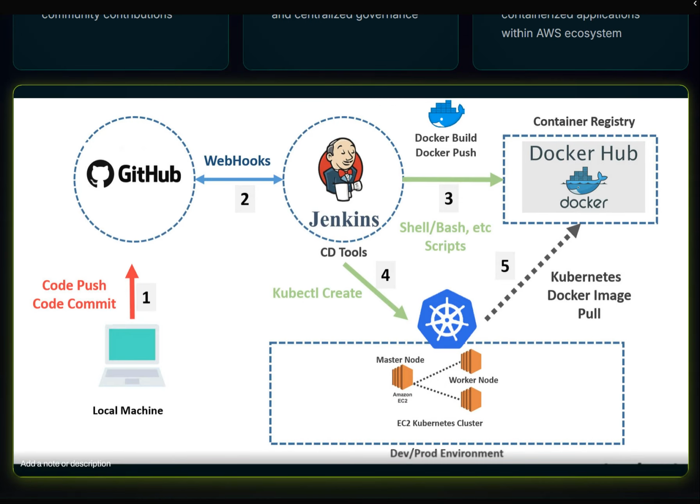So we have a sort of picture here. You have a local machine, and then you do a code push, code commit through GitHub, and then a webhook starts the pipeline testing. And here you have Jenkins, right? And then here you have a container registry and hub, right? So Docker build, Docker push, use this one. And here the dev and production environments, right? Kubernetes Docker images pull and push. So sort of an idea, right? How it works.